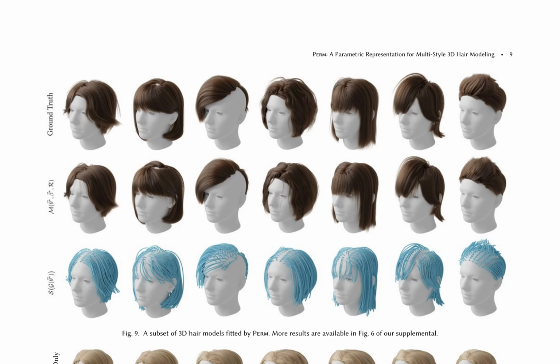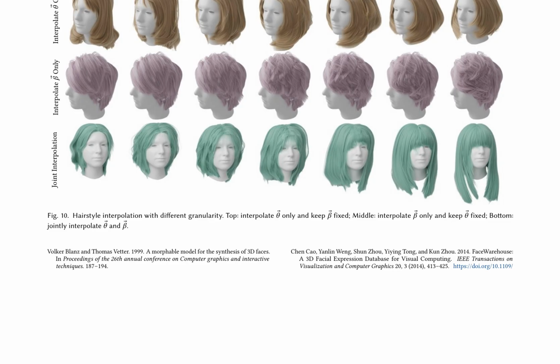The paper introduces a novel parametric representation for multi-styled 3D hair modeling, known as Perm. This representation enables the creation of diverse hairstyles by interpolating between different parameters. Figures 9 and 10 showcase the versatility of Perm in fitting various 3D hair models and interpolating between them with different levels of granularity. The methodology draws inspiration from previous works in morphable models, such as Blanz and Vetter's 3D face synthesis, and facial expression databases like FaceWarehouse.